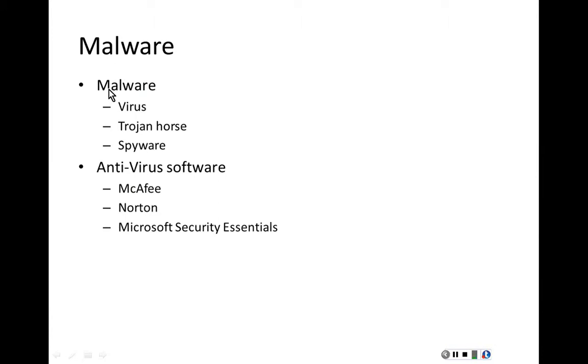Malware, such as virus or Trojan horse or spyware, is software that can damage your computer. And antivirus software, also known as anti-malware software, such as McAfee or Norton or Microsoft Security Essentials, is designed to get rid of the malware which is on your computer.